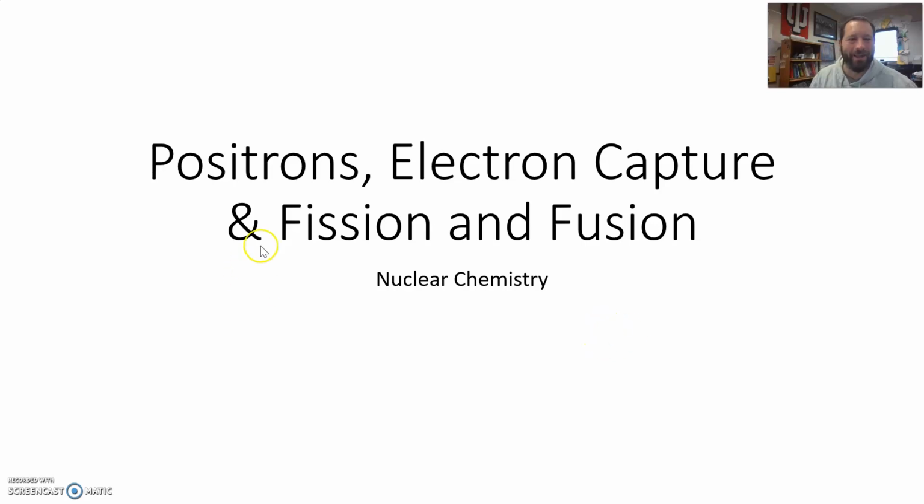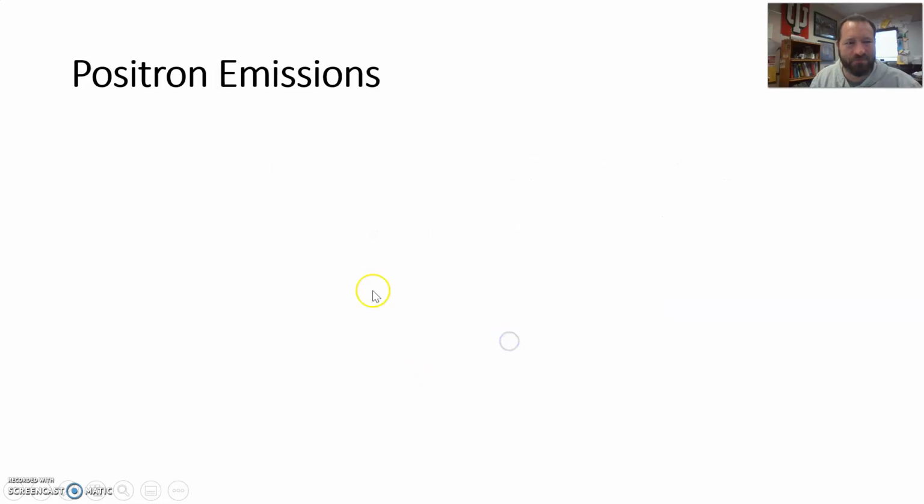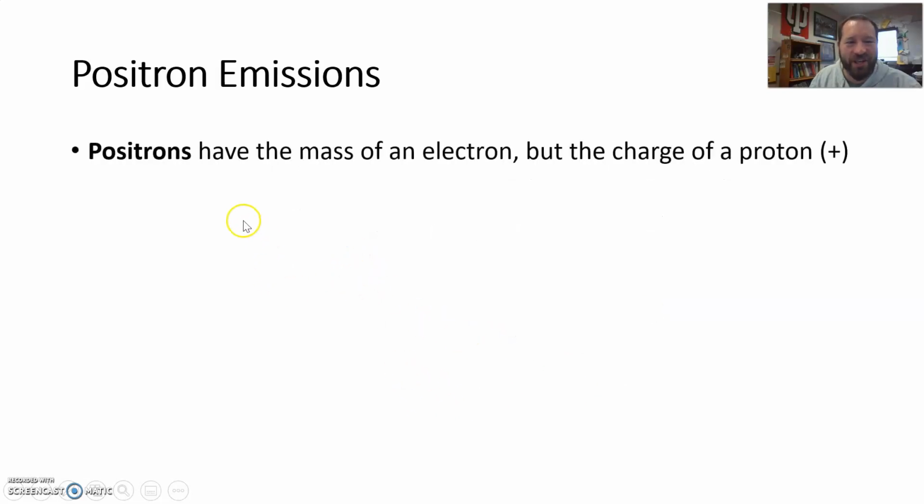Hey, welcome back. Our second lesson in nuclear chemistry today, we are looking at positrons, electron capture, and fission and fusion. So positron emissions. Positrons have the mass of an electron, but the charge of a proton, which is positive.